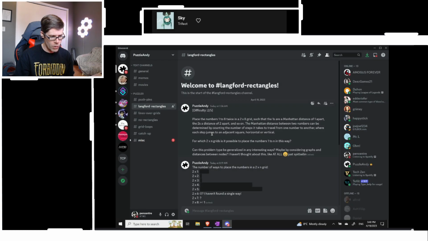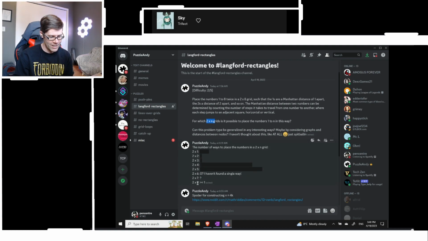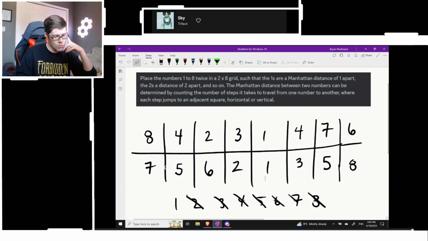So that's the question that was posed by PuzzleAndy. Is it possible, right? So for which 2 by n grids is it possible to place numbers 1 to n this way? And so he says, I think that there's more than one way. He's like, I'm pretty sure it's greater than or equal to 1. But this is interesting. He says 2 by 6. He says he can't find any ways to do a 2 by 6. I wonder what's special about a 2 by 6 grid.